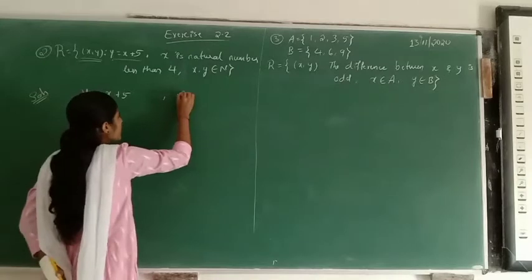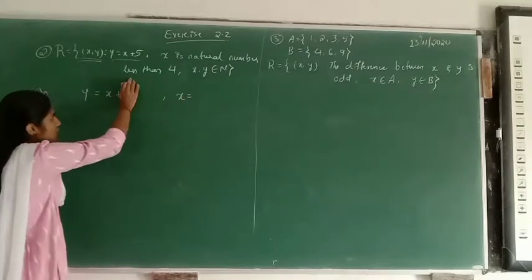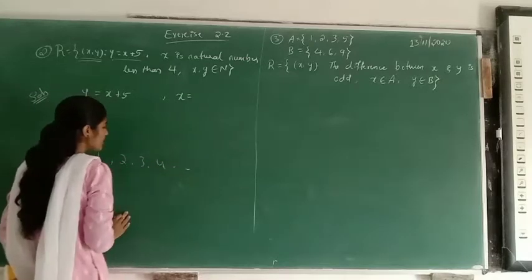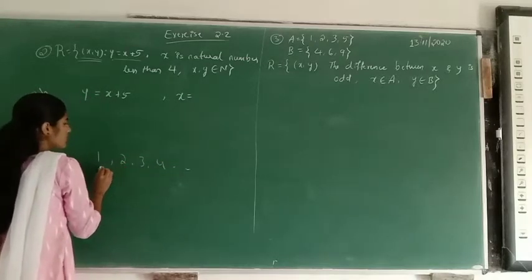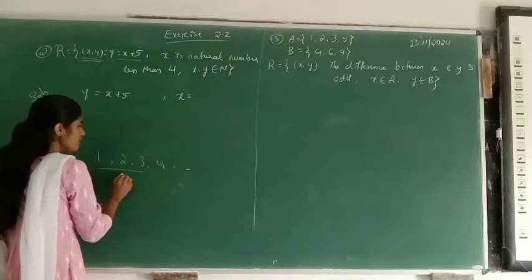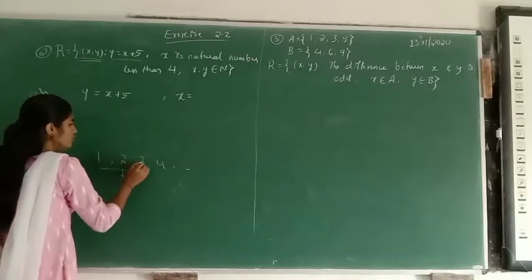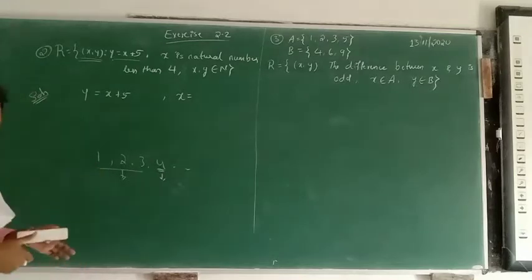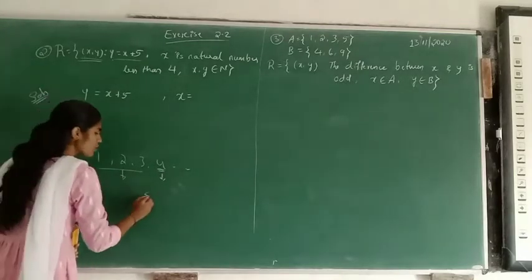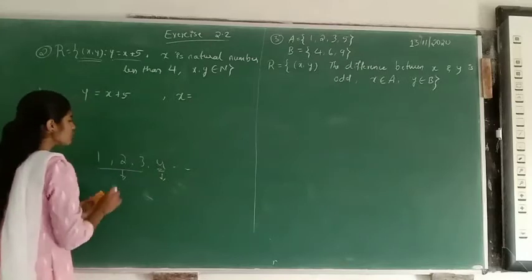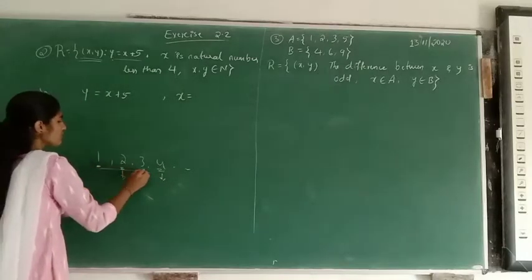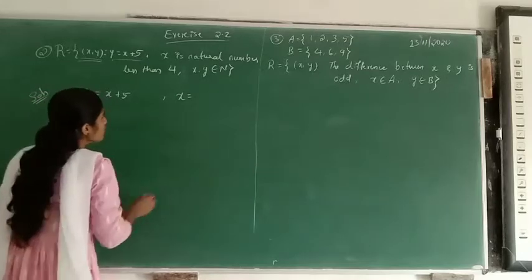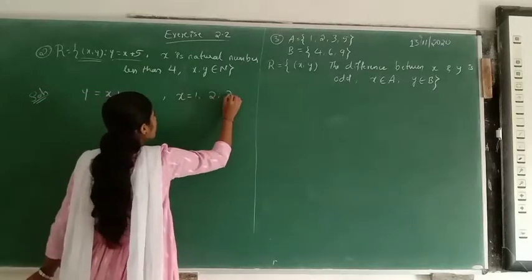So what is the x value here? X is a natural number less than 4, which means 1, 2, 3. We will not include 4, because the natural number is strictly less than 4, not less than or equal to. So strictly less than 4 means only these three numbers, 1, 2, 3. So x takes the values 1, 2, 3.